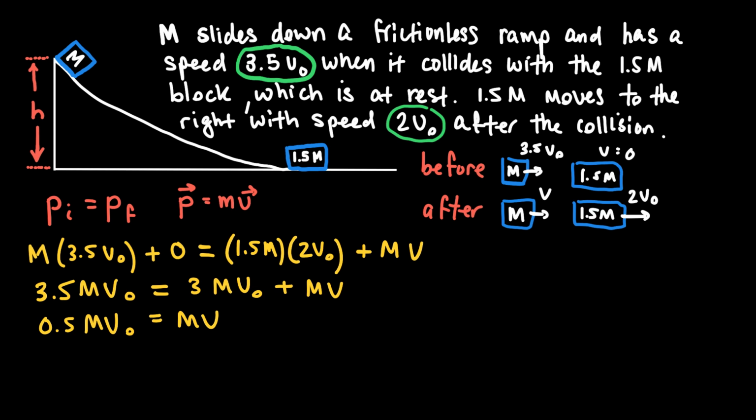Initially, the entire thing that I was trying to do here was solve for the velocity of this block with mass m after the collision. And so the last thing I need to do is recognize that the mass on both sides cancels. And so the velocity of that block after the collision is 0.5 times v0, which was a constant that was given as some multiple of the velocity that the block has when it gets to the bottom of the ramp. And so this is my answer to the first part of this problem.